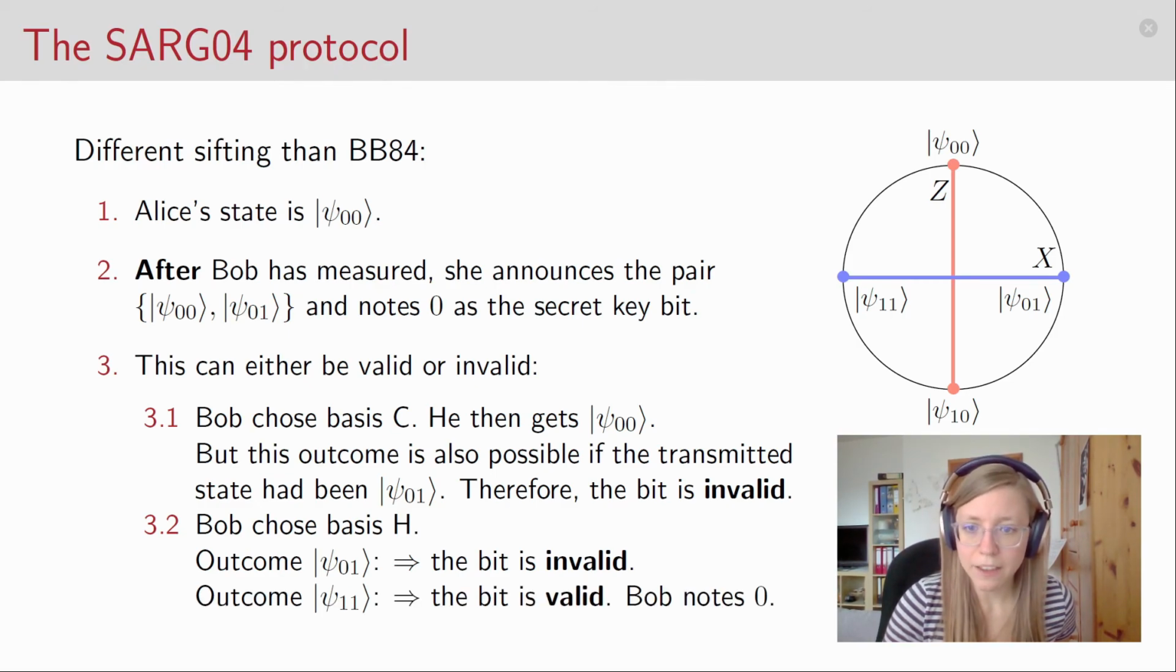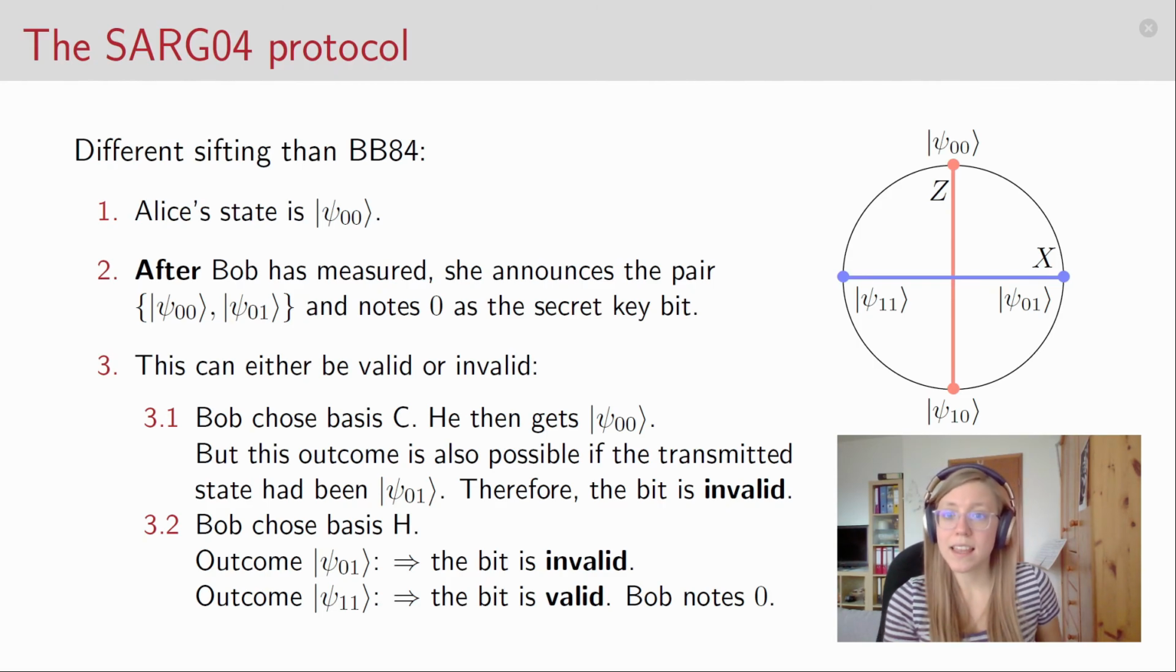But if Bob's outcome is psi11, then the bit is valid, because this can only happen if the state that Alice has sent is psi00. In the other case, if Alice had sent the state psi01, so she has chosen the Hadamard basis to encode the bit, and Bob measures in the Hadamard basis, the only possible result is psi01. So from his outcome psi11, he knows Alice must have sent the state psi00, and therefore the secret key bit is 0, according to the computational basis that Alice has chosen to encode her bit.